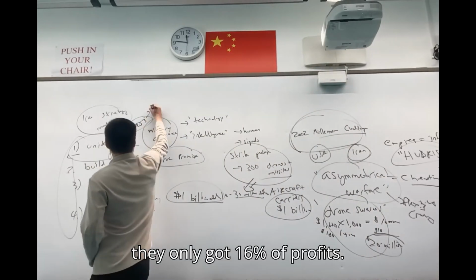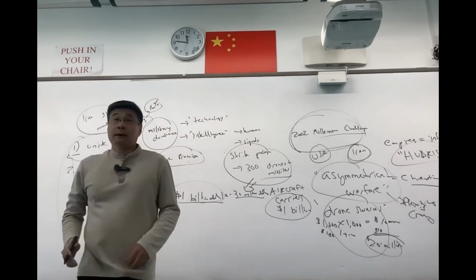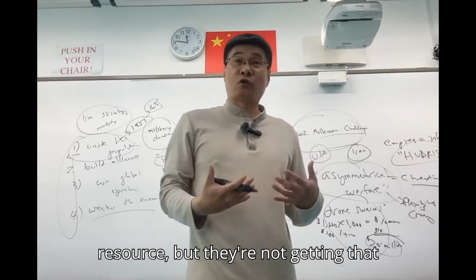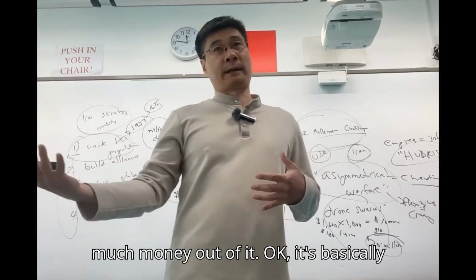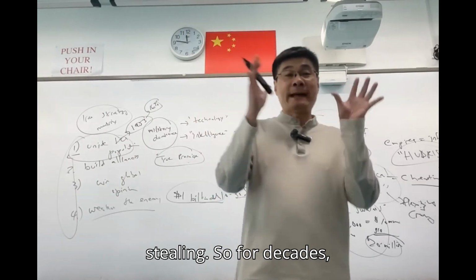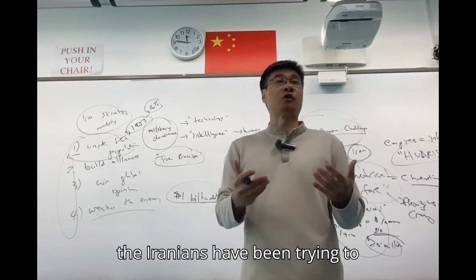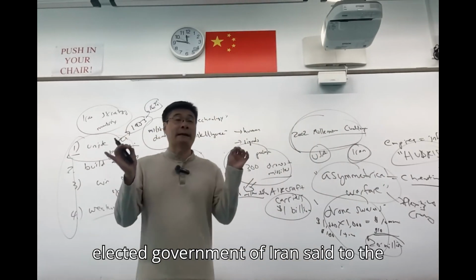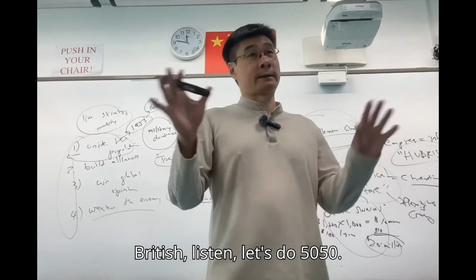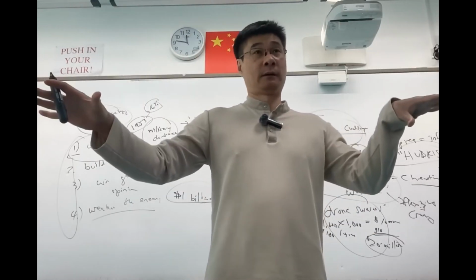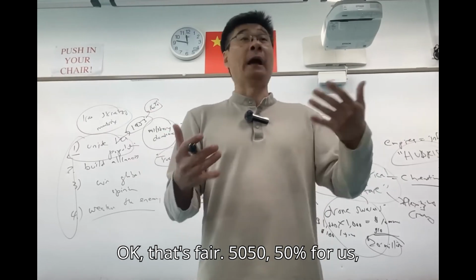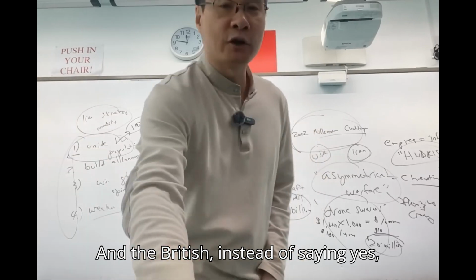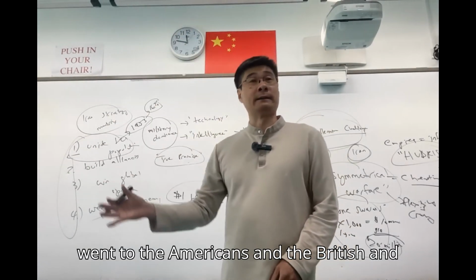They only got 16% of profits. So the Iranians are very upset about this. It's their oil, it's their resource, but they're not getting that much money out of it. It's basically stealing. So for decades, the Iranians have been trying to renegotiate the deal. In 1953, the democratically elected government of Iran said to the British, listen, let's do 50-50. That's fair. 50% for us, 50% for you, right? That's a fair deal. And the British, instead of saying yes, went to the Americans.